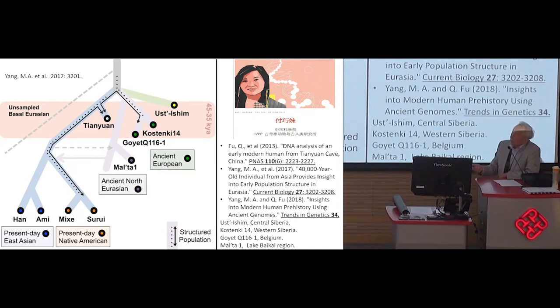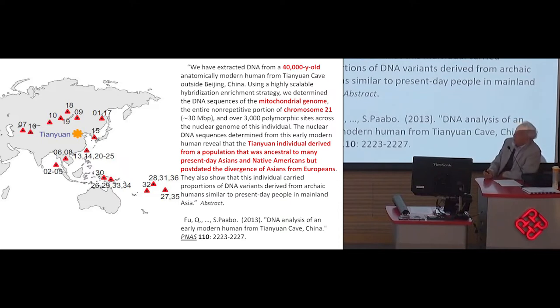And back in 2013, Xiaomei wrote a paper with Svante and a few other people on the fossils discovered around Beijing, this place called Tianyuan. This was published in the Proceedings of the National Academy of Sciences in America and discussed in several later papers, including in Current Biology and Trends in Genetics. These other places are also places where ancient DNA has been extracted.